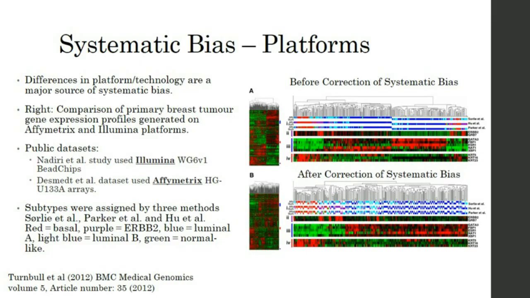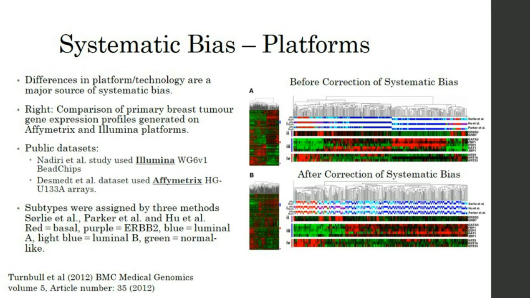This is another example from that same paper. The differences here are between 2 published data sets. Again, one was on Illumina and one was on Affymetrix. I put the references for these studies there. And essentially, we are using the same 496 genes here, as I showed you in the initial slides, to classify these patients into their intrinsic subtypes.